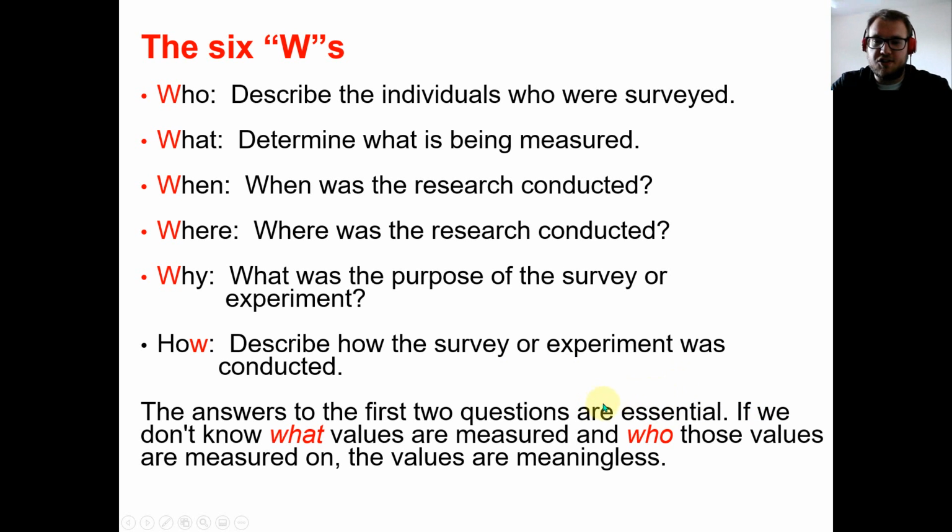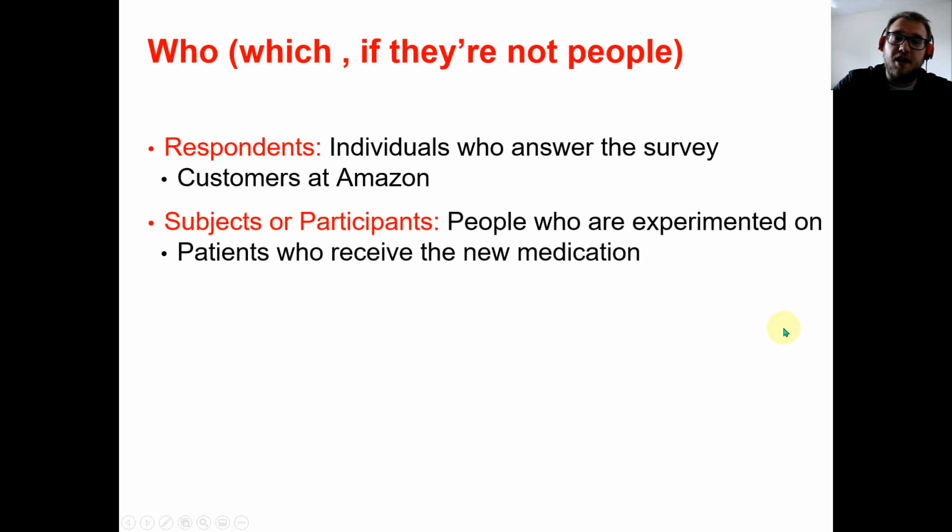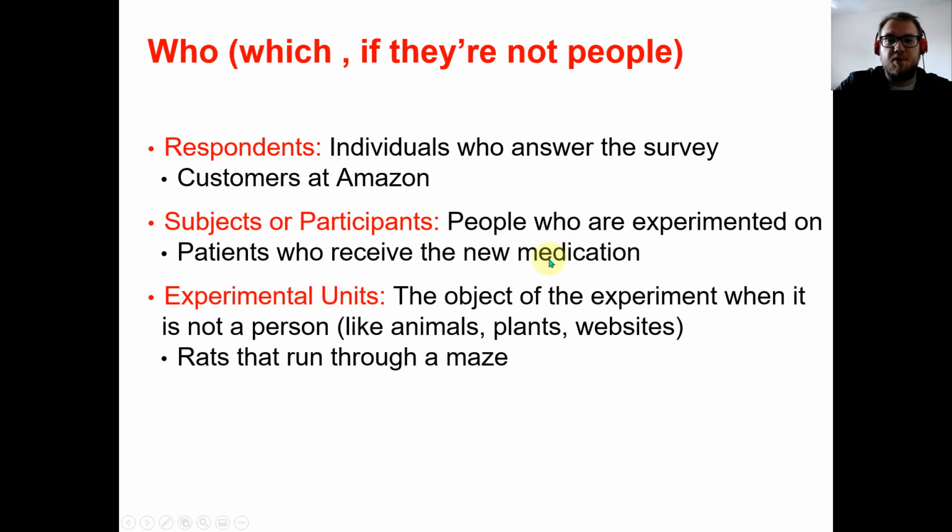So the answers to the first two questions are essential. If we don't know what the values are measured and who those values are measured on, the values are meaningless. So who? If they're not people, respondents are individuals who answer the survey, or customers at Amazon; subjects or participants are people who are experimented on. An example of this would be patients who received a new medication, like a weight loss pill. And then the experimental units, the object of the experiment when it's not a person, like animals, plants, and websites.